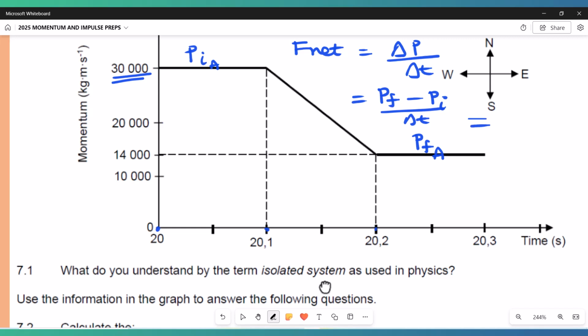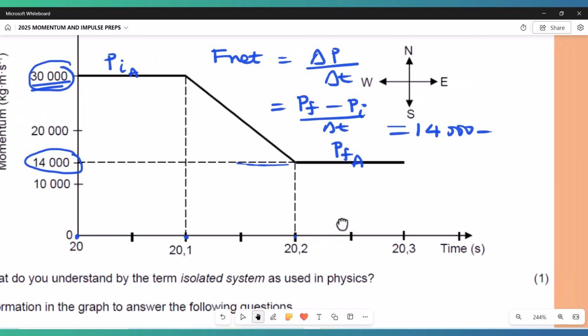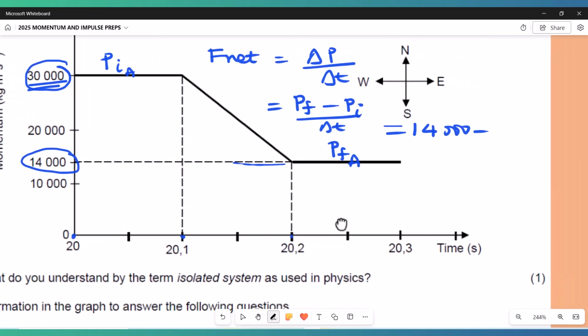In this particular case, what's our final momentum, guys? We see it is 14,000 here. What about initial? It is 30,000. So I'm going to say 14,000 minus 30,000, divided by change in time. That means from 20.1 to 20.2, so 20.2 minus 20.1.